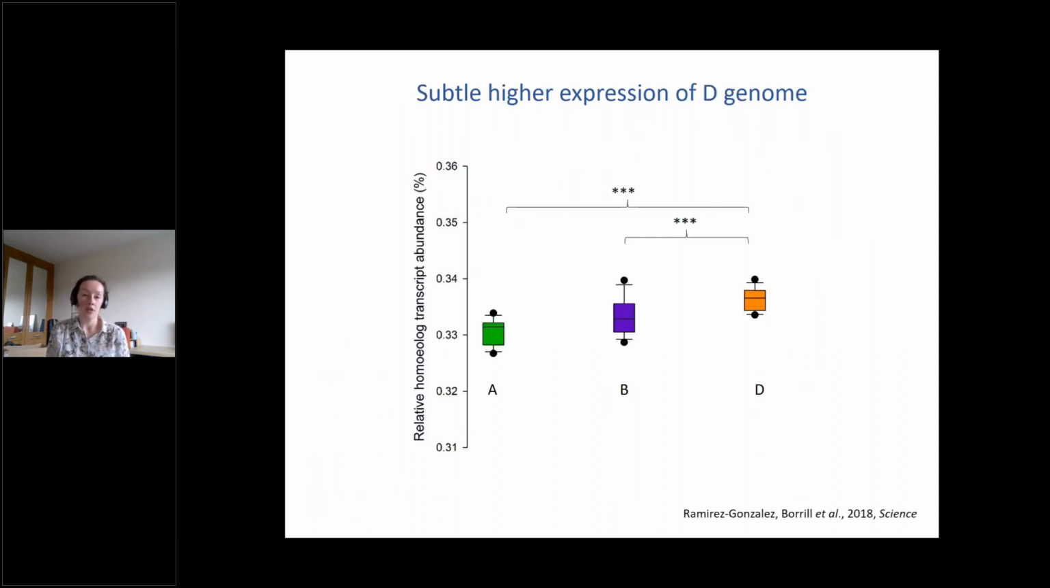And looking at triads in general across the whole wheat genome, we found that there was a higher expression level of D homologs. But although this was significant statistically, the actual effect size is very small, so that the D homologs are expressed 33.7% of transcripts, whereas in the A it's still 33.1%. So we're not sure whether this small difference is actually biologically relevant. But we also wanted to look at what happens at the individual triad level.